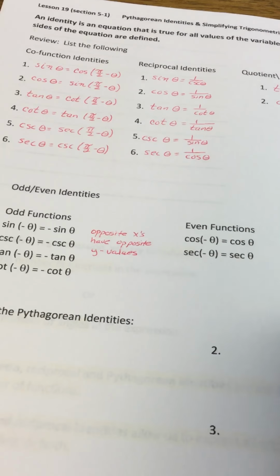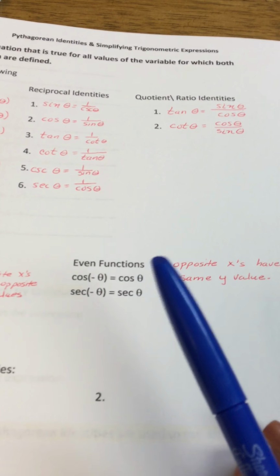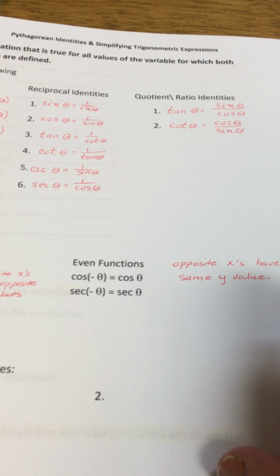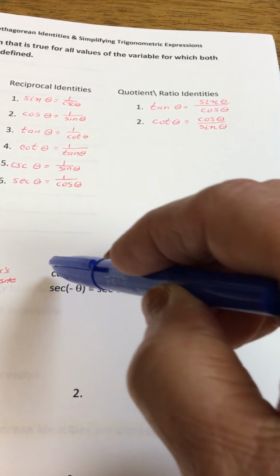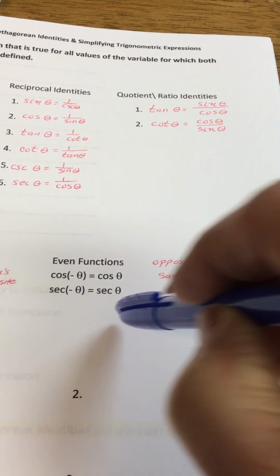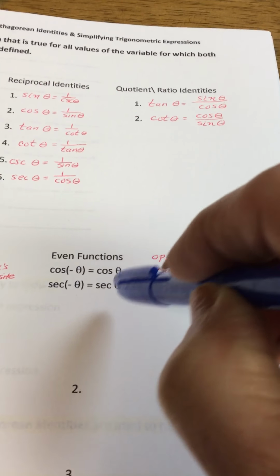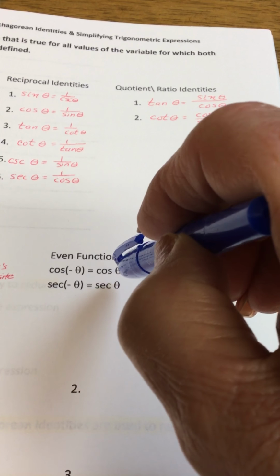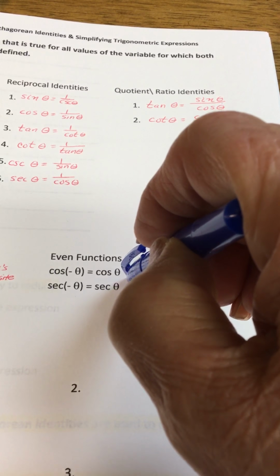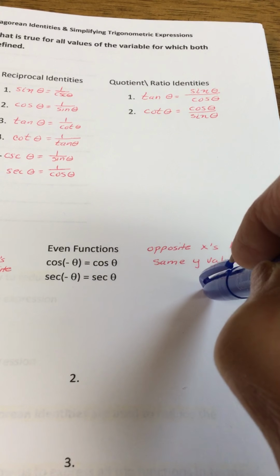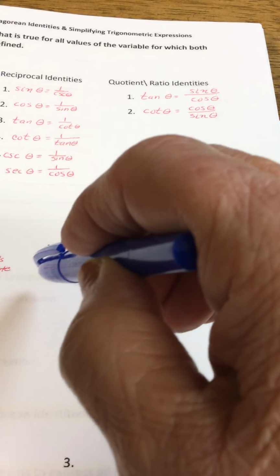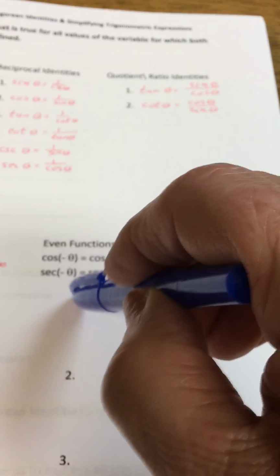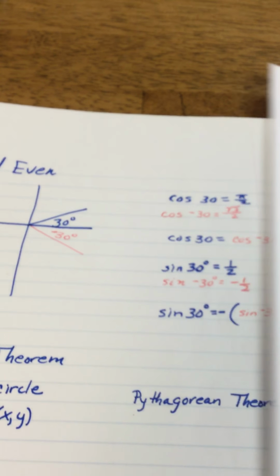I want to talk about even functions for just a second, then we'll head back over there. We have even functions of cosine and secant, because they are reciprocals, and you know we graphed cosine and we saw how it had that y symmetry, so it had to be an even function. I want to talk about what these statements mean and how we're going to use them.